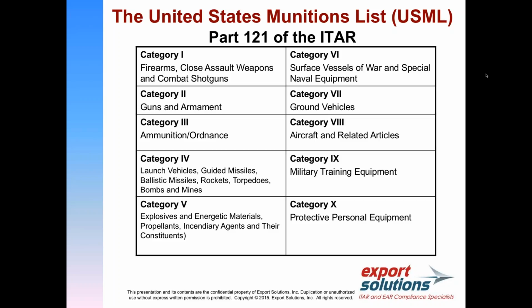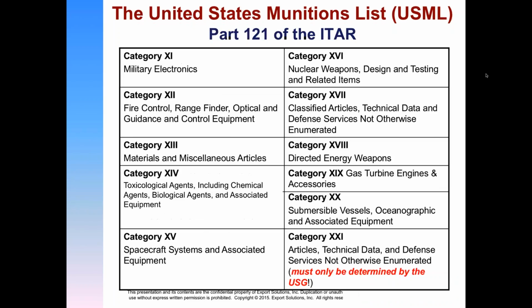And then Category 10 is protective personal equipment. That would be like your flak vests and armor plates and things. Here's the rest of the list. When you get your copy of these slides, you might even want to print these out and hang them up on your cubicle wall or your office wall or something, so you have a general idea of what these categories are for.